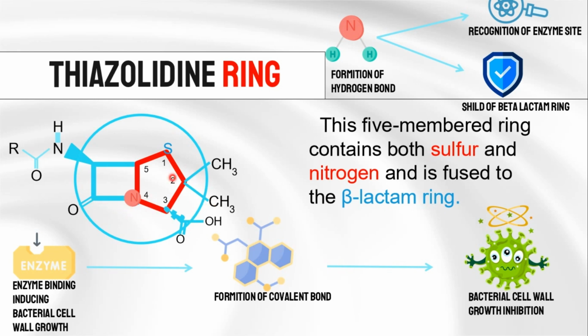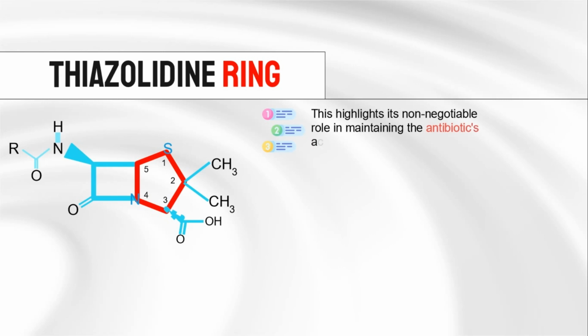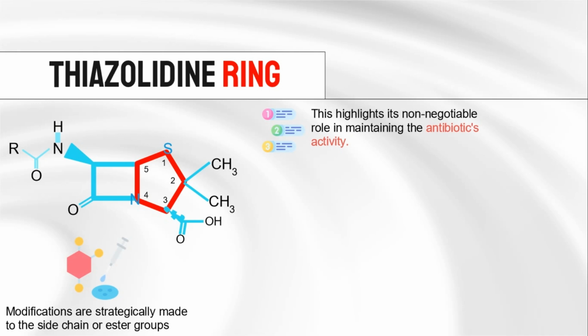Interestingly, the thiazolidine ring is conserved across various penicillins. Unlike the variable R group side chain, which determines the spectrum and resistance profiles, the thiazolidine ring remains largely unchanged in both natural and semi-synthetic penicillins. This highlights its non-negotiable role in maintaining the antibiotic's activity. In some derivatives, such as pivmecillinam, modifications are strategically made to the side chain or ester groups, preserving the integrity of the thiazolidine ring and its essential functionality.